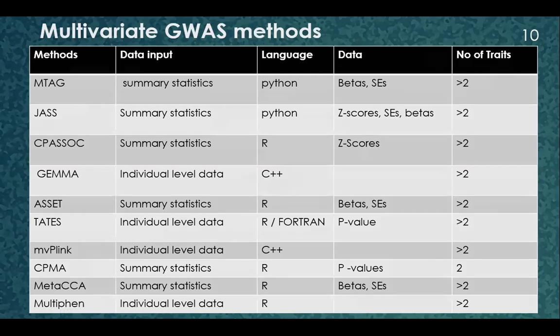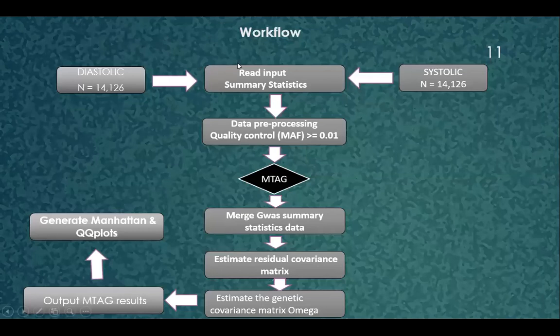This slide shows the workflow of my analysis. As you can see, I have used the software called Multi-Trait Analysis of GWAS, that is MTAG. As part of my data quality control, I excluded SNPs with minor allele frequency of less than the threshold, and used the summary statistics for the covariance matrix. Output results will then be visualized using Manhattan and QQ plots.